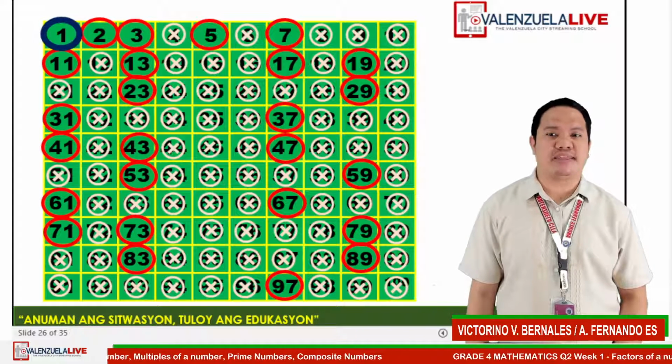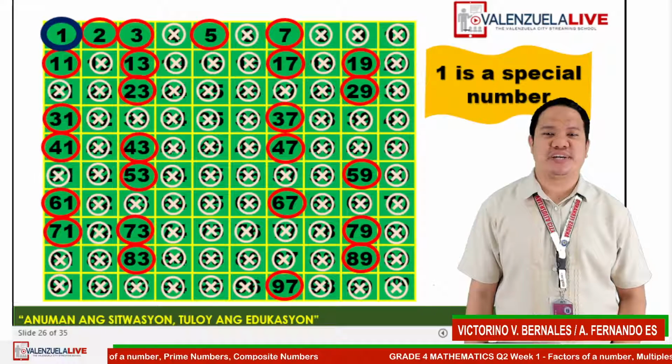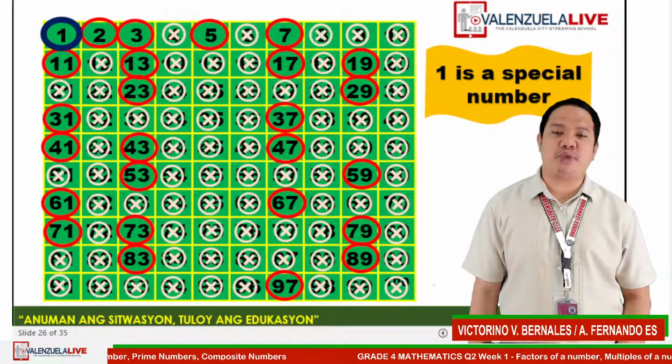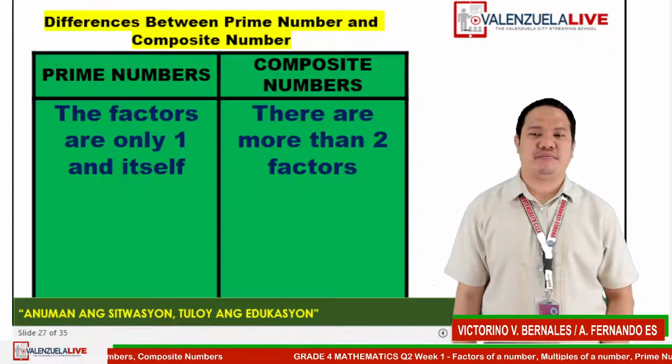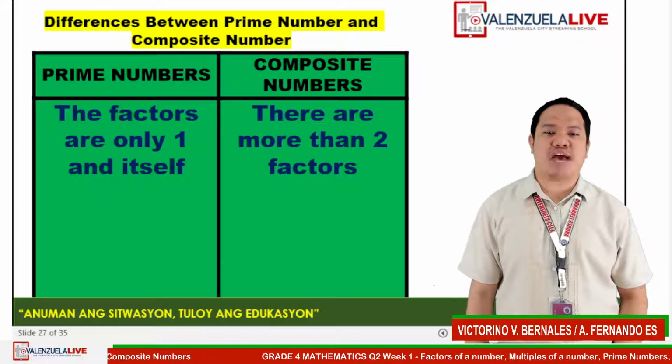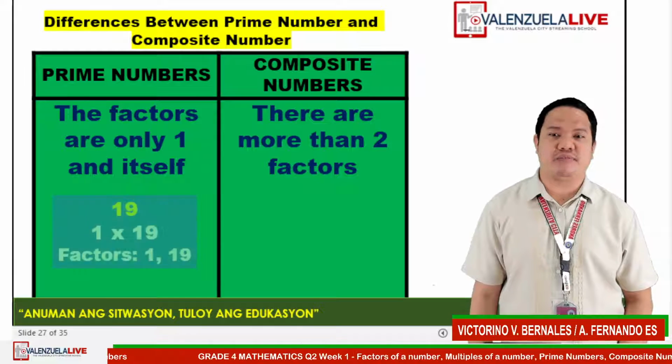How about 1? 1 is known as the special number. It is neither a prime number nor a composite number. 1 is also a factor of all the numbers, and its only factor is itself.